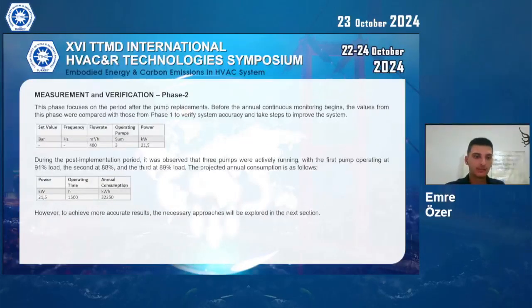And the next part is phase 2. In the second phase, we got values after the replacement. So you can see the hourly consumption is 21.5 kilowatts. When we calculate the annual consumption, we get 32,000 kilowatt hours. However, to issue more accurate results, the necessary approaches will be explored in the next section, because we are not comparing these data at the same time.